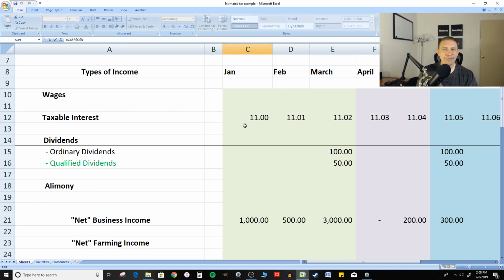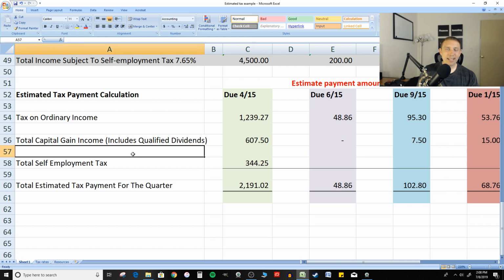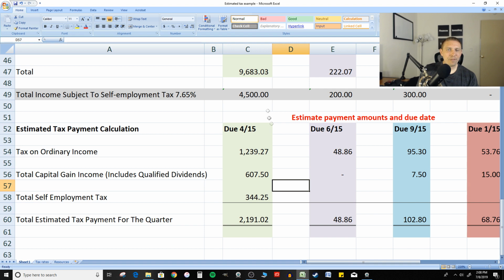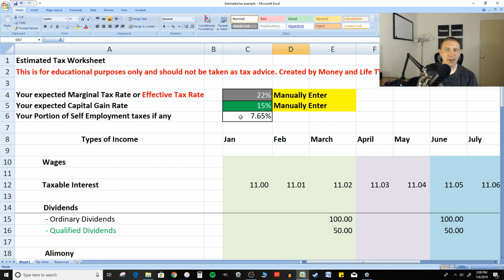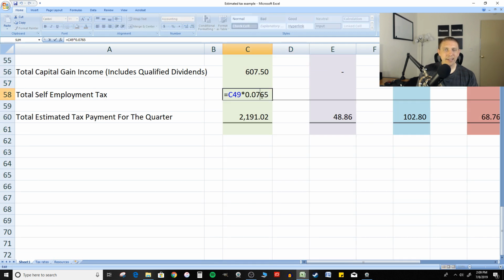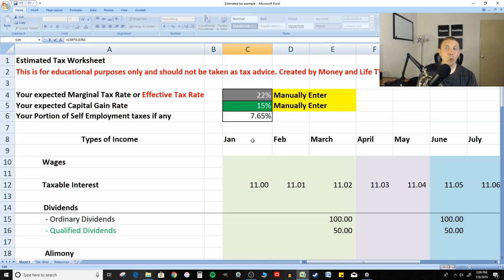So 15% of $4,050 generates a net tax of $607.50. The last thing we have to factor in is self-employment tax. Well, we know up above, in this example, we have $4,500 in self-employment income. So what we do is we multiply the $4,500 by the 7.65% up here. So if I double click on this cell, it takes the $4,500 and multiplies it by 7.65%.